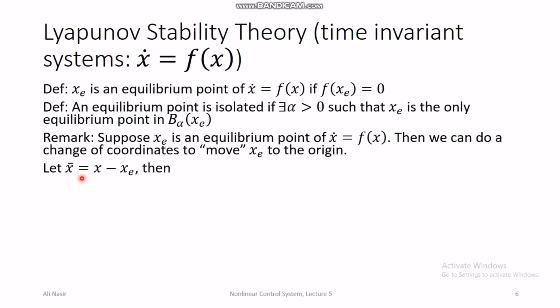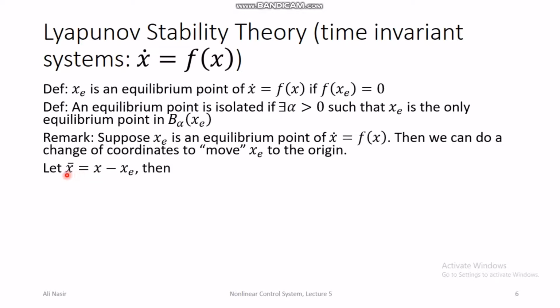For example, let's suppose that this x dot equal f of x has an equilibrium point xe which is not 0. So this is a non-zero equilibrium point, and we want to make it a zero equilibrium point. So we want to shift the equilibrium point from non-zero value to 0 value. So how do we do that? We do that by shifting of coordinates.